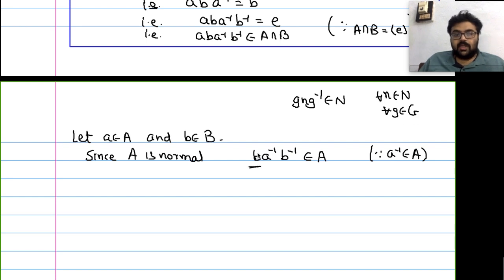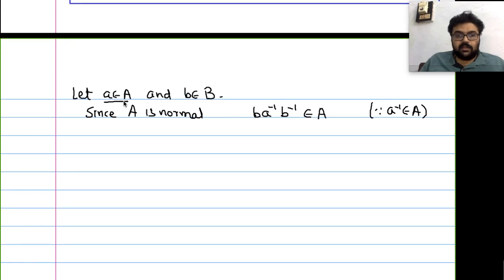So I am taking B in G. B in B is here, but I am using the fact that B is in G. And the element in the middle is in A, right? So B A inverse B inverse is in A. But A is in A, so the product is in A. This implies A B A inverse B inverse is in A.